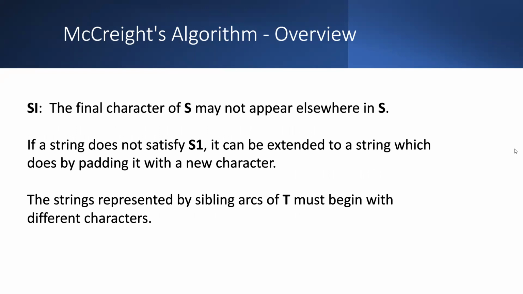A few ground rules of McCreight's algorithm: there's an S1 rule in the paper that states that the final character of S may not appear elsewhere in S. In the case that a string does not satisfy this, it can be extended by padding it with new characters. For example, if we have ABAB, we can append the character C to it so it doesn't break this S1 rule. And the strings represented by sibling arcs of T must begin with different characters as well. So keep that in mind moving forward.